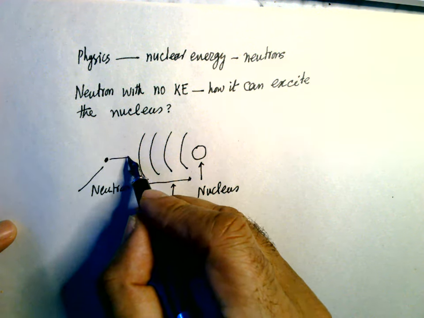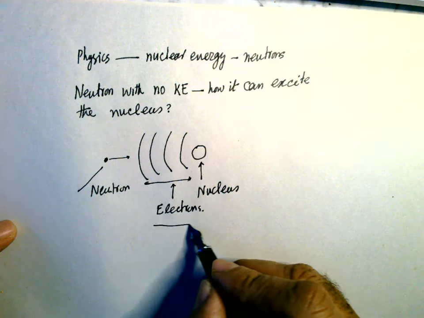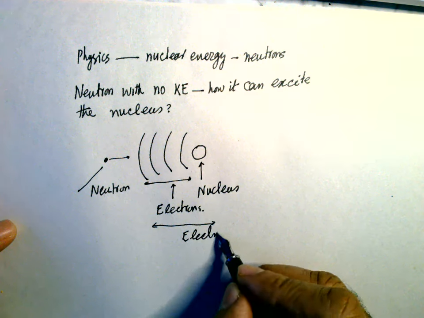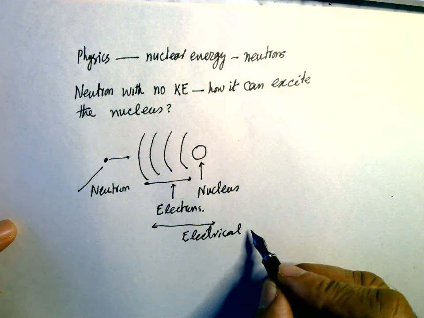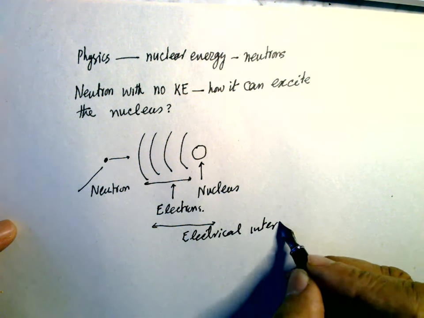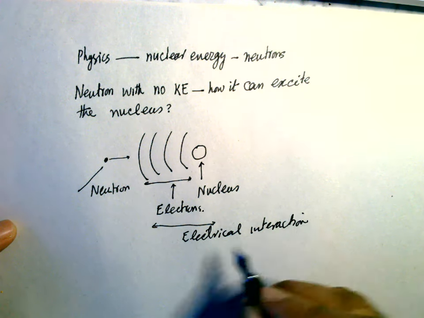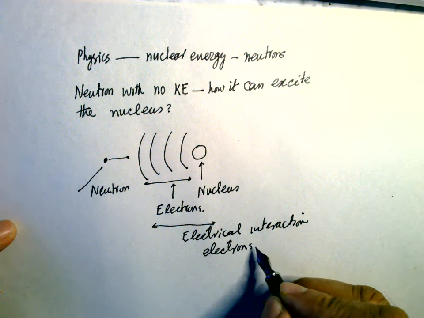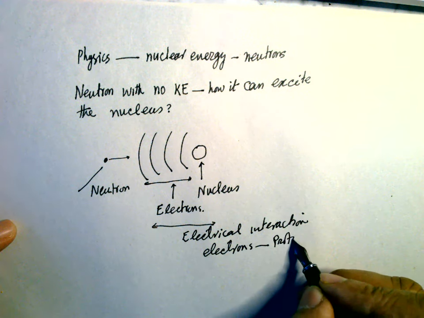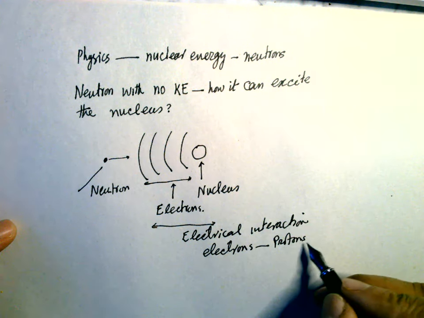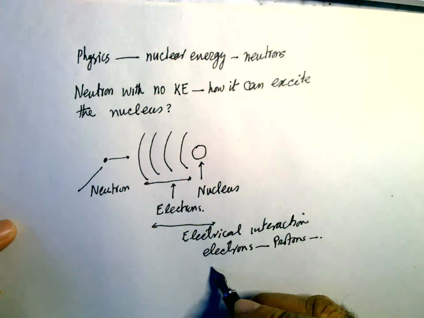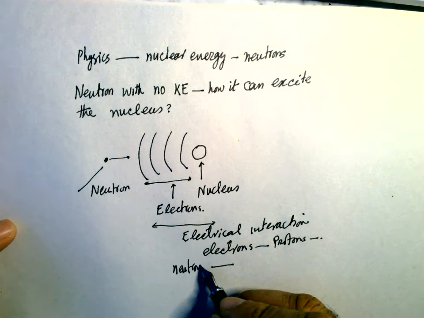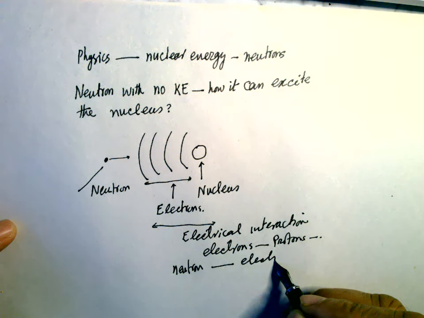So this neutron is going toward the nucleus, and it has no electrical interaction with either the electrons or the protons in the nucleus, because the neutron is electrically neutral.